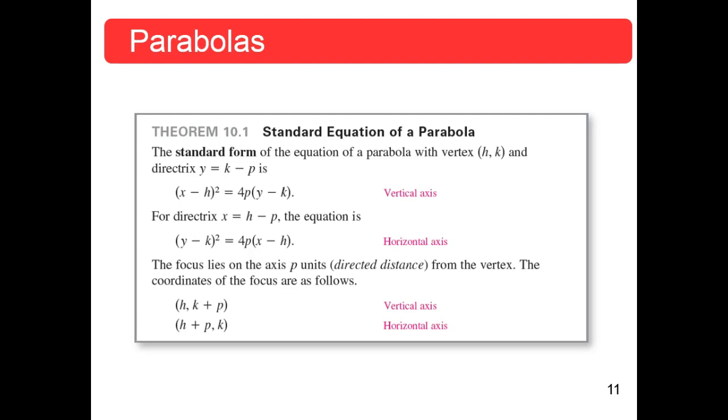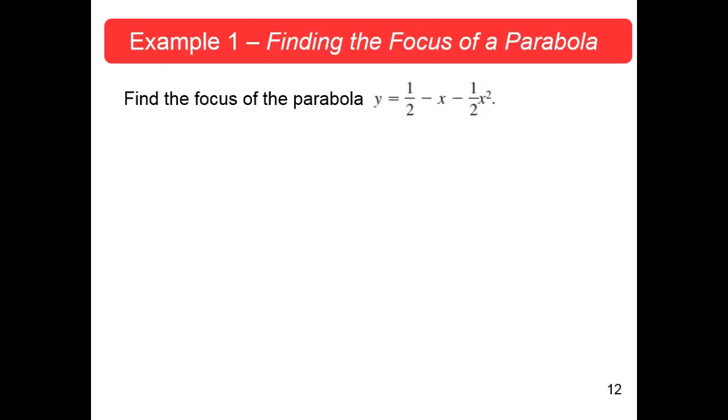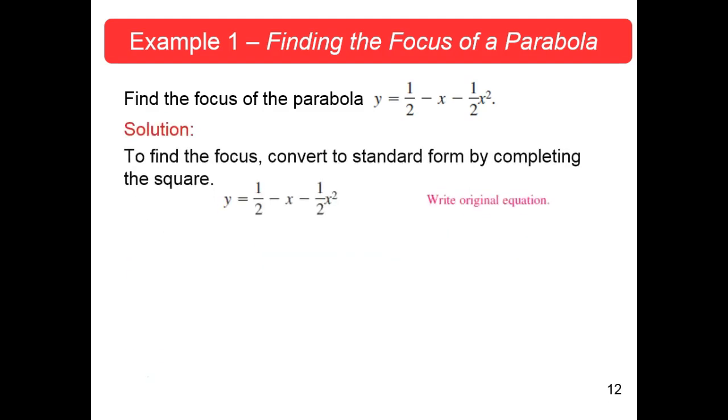Just flip places. The focus lies on the axis p units, directed distance from the vertex, and the coordinates of the focus are at h, k plus p, and h plus p, k. One for this, one for that. Okay. All right. We're not going to do the example, but I'll let you see how they did it. You've got your books. You can see that.